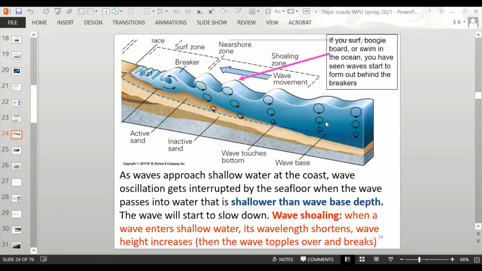So when a wave enters shallow water, the wavelength shortens. Okay, so here the crest to crest, crest to crest, the wavelength is starting to get shorter. The height of the wave is getting higher. And then eventually that wave topples over and breaks. Okay, so this process is wave shoaling.